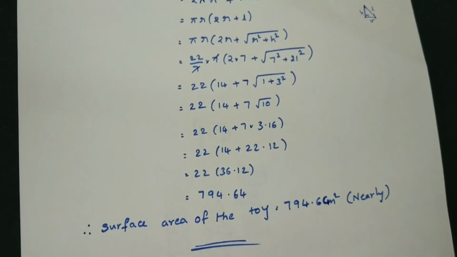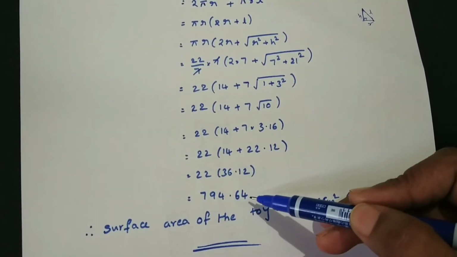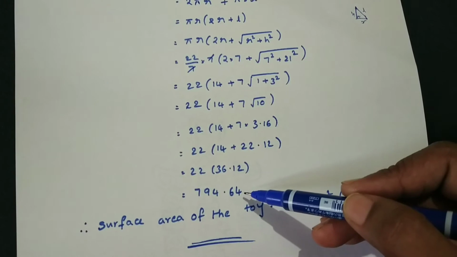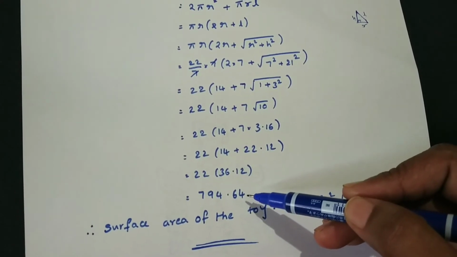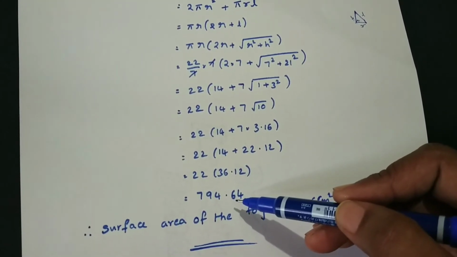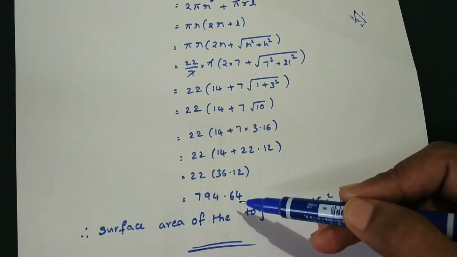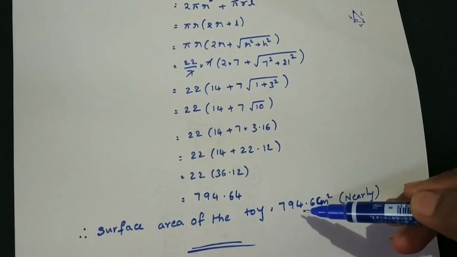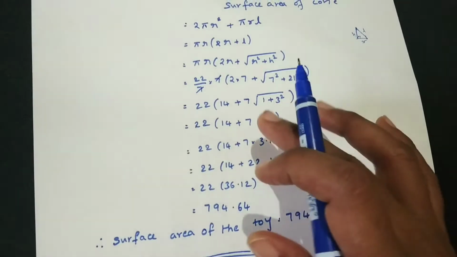They told in the question correct to two decimals. No, in the second decimal, if you observe, this is the 4. If it is 5 or more than 5, one will be added to the previous digit. But here this is only 4, so no more changes. 794.6 square centimeters is what you are going to get.